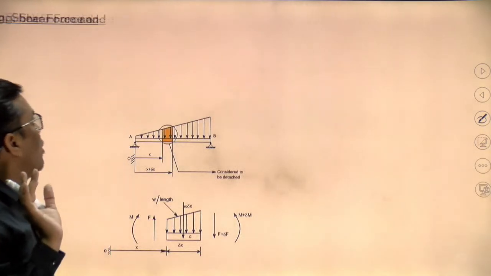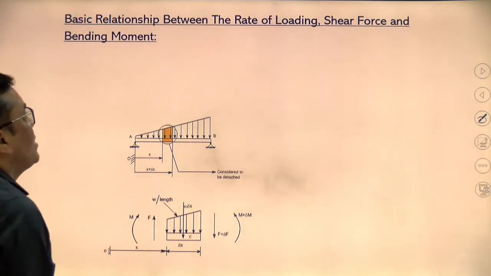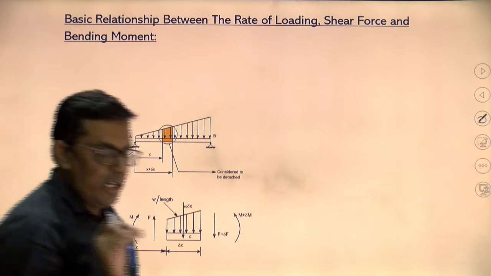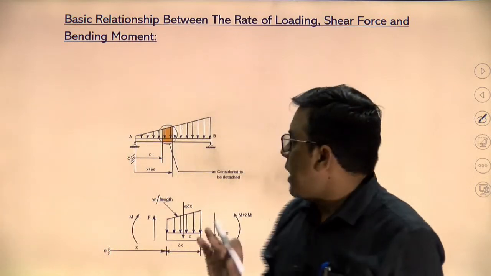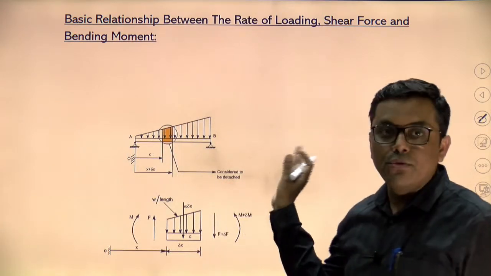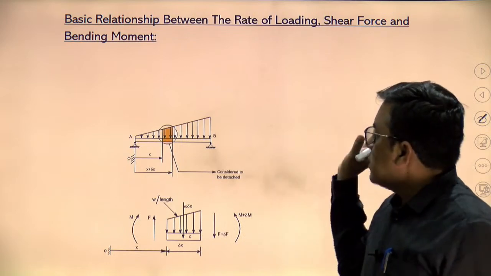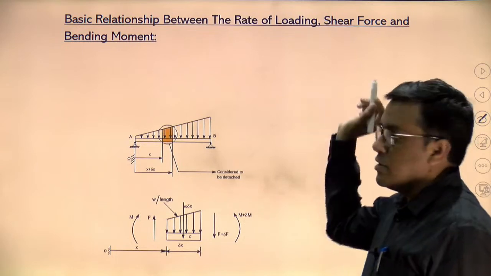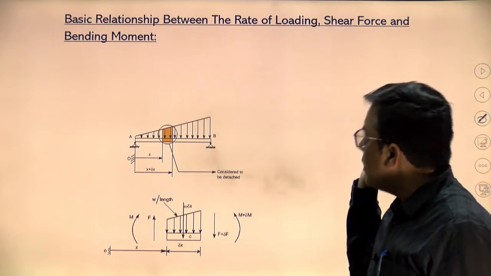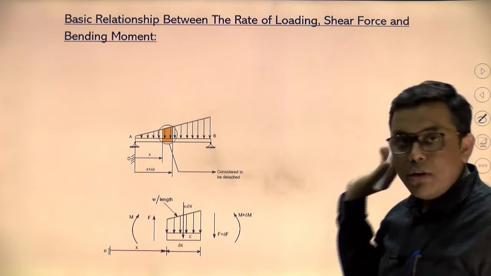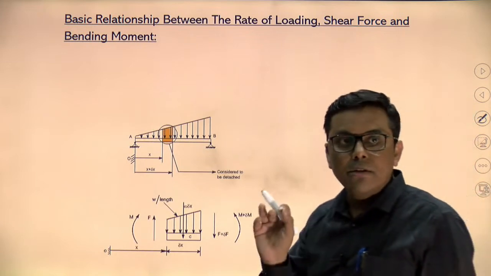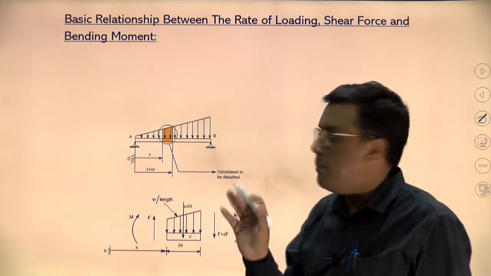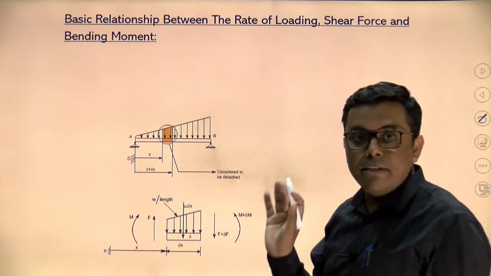This is clear. Now I am coming to the basic relation between the shear force and bending moment, because without this we will not be able to draw the shear force and bending moment diagram. So the basic relation, the relation between shear force and bending moment. I hope these two terms are clear. What is shear force? What is bending moment? And sign conventions are also clear.